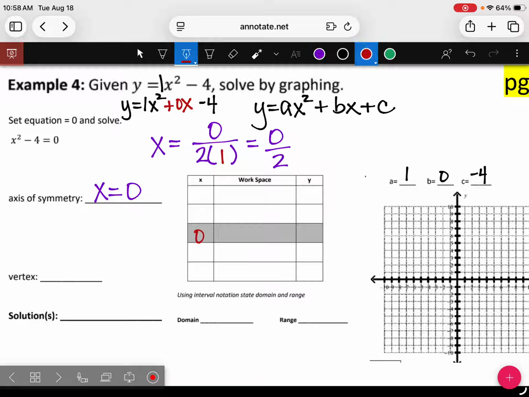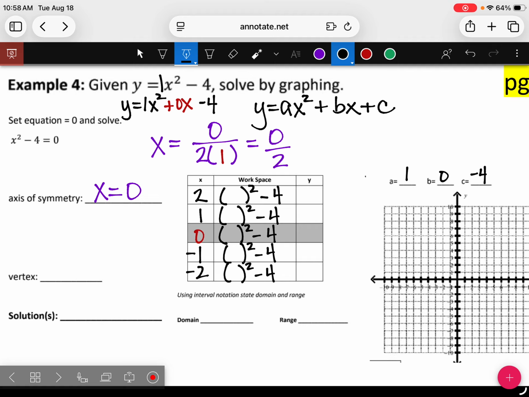Put 0 here. And then we have 1, 2, -1, -2. Now, I'm not going to put that 0x in there because, again, 0 times anything is 0. So I'm only going to put x squared - 4. So let's go ahead, pick up your calculators, and get your 5 y values. Go ahead and type those in, get your 5 y values.